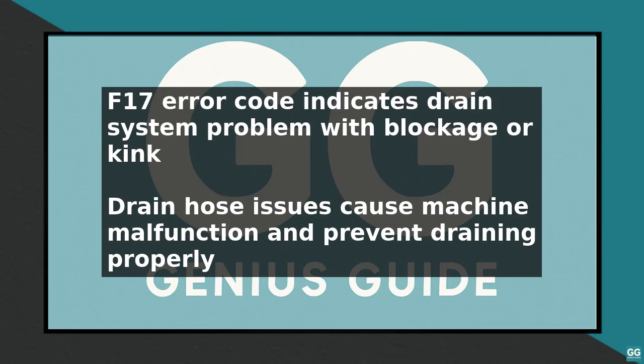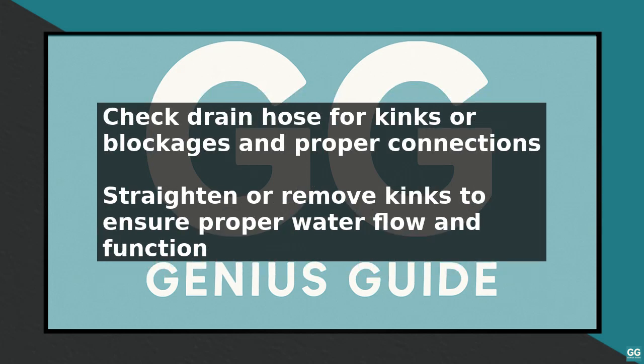First, check the drain hose for any kinks or blockages. Make sure it is not twisted or crushed, and that it is properly connected to the washing machine and the drain pipe. If you find any kinks or blockages, straighten or remove them to ensure proper water flow.